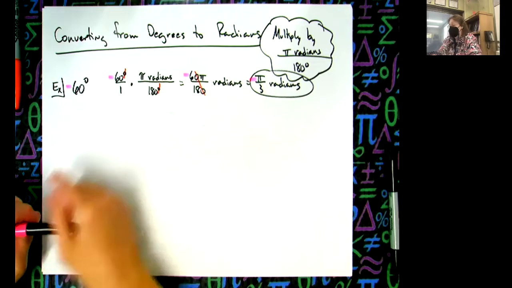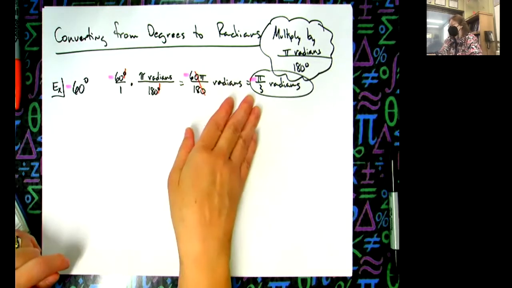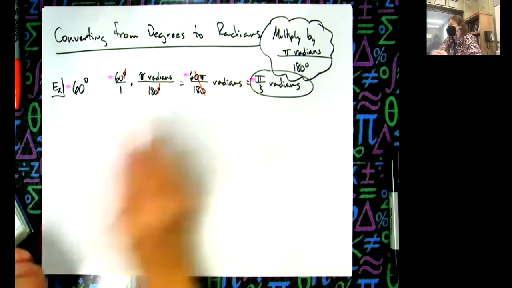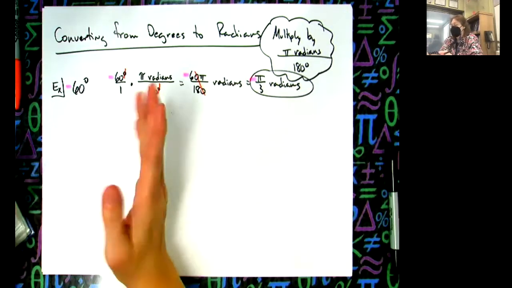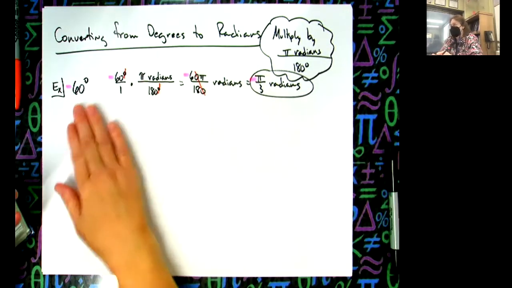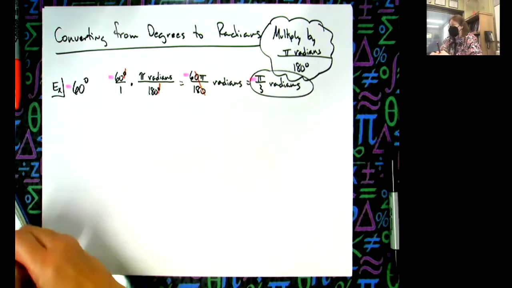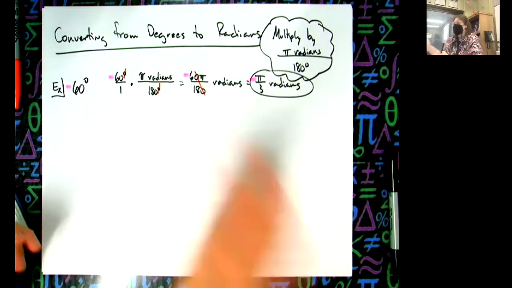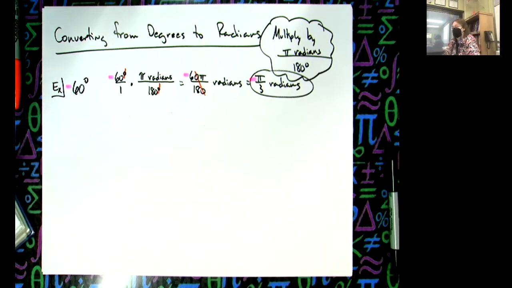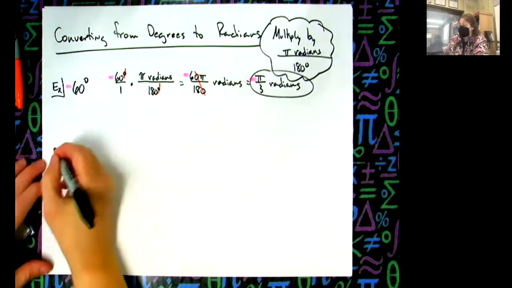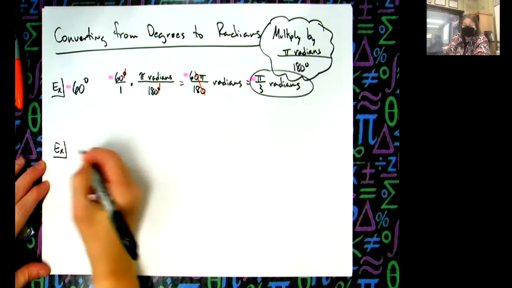Obviously, 60 degrees comes out nice. It reduces, and you get pi over 3. 30 and 45 degrees are going to work that way. Now, there will be ones that do not. Any multiple of 30 degrees going all the way around will work out nice. Any multiple of 45 is going to work out nice. Any multiple of 60 is going to work out nice. But you could end up with something that doesn't work out nice.